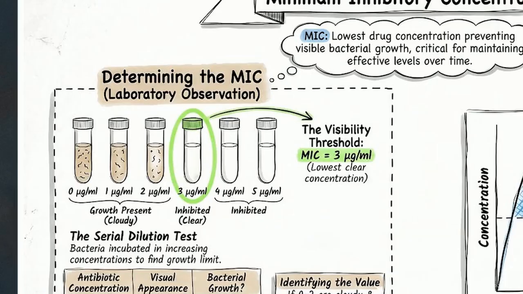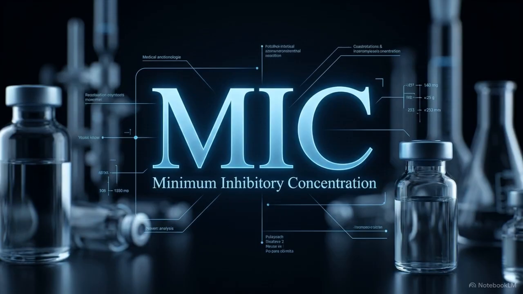We measure that vulnerability using a foundational metric, the minimum inhibitory concentration, or MIC. By incubating bacteria in progressively higher drug concentrations, we find the exact threshold where the test tube goes from cloudy to perfectly clear, here at 3 micrograms per milliliter. That specific threshold is the MIC, the lowest drug concentration required to prevent visible bacterial growth in the lab.